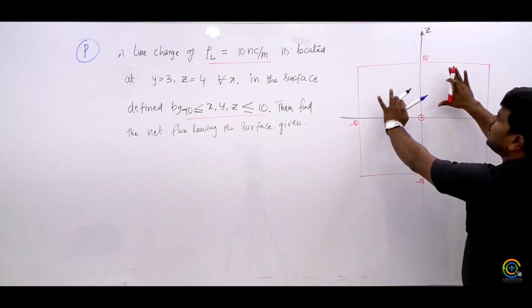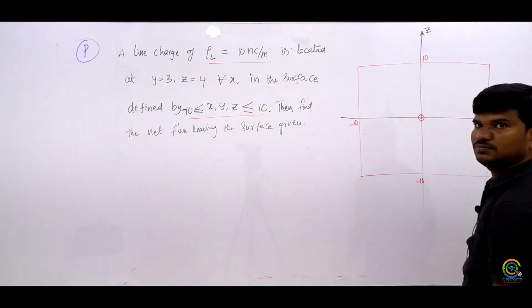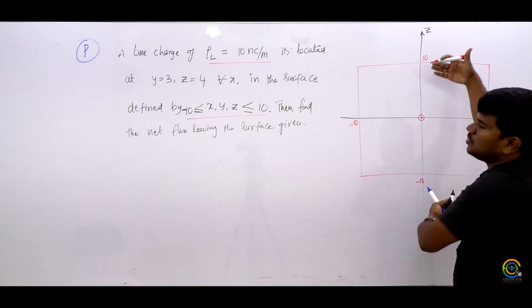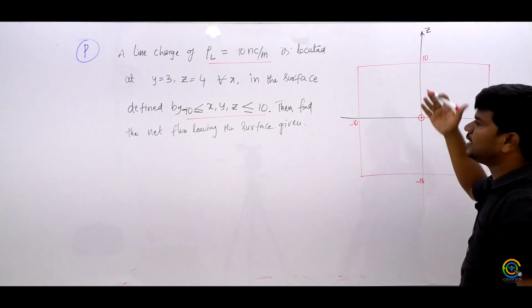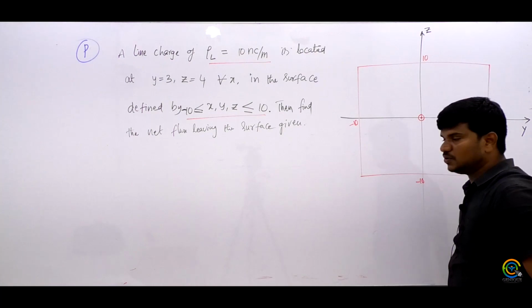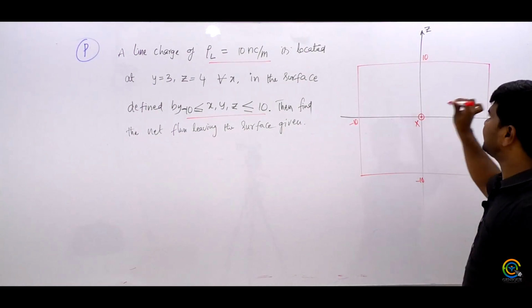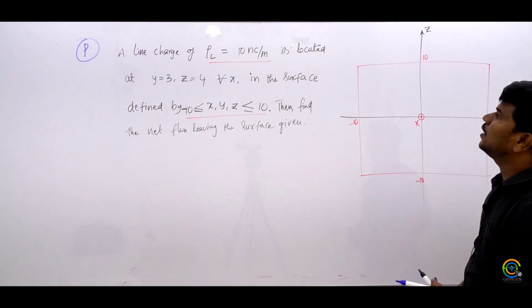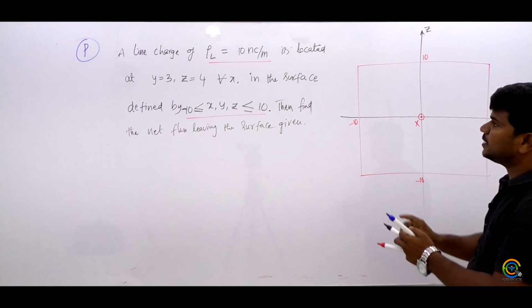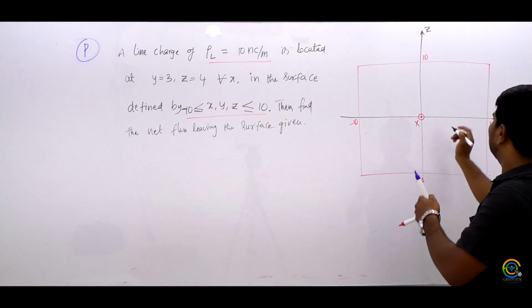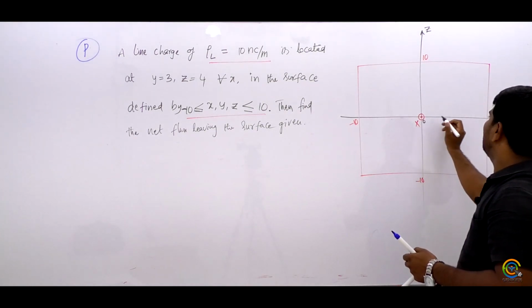Okay, it is a rectangular box from the front view. There is also a rectangular box existing on the back side. So now this is the x axis. Now where the rho L is present, the rho L is present at y equals to 3 and z equals to 4. Y equals to 3 means where? It is x equals to 0.